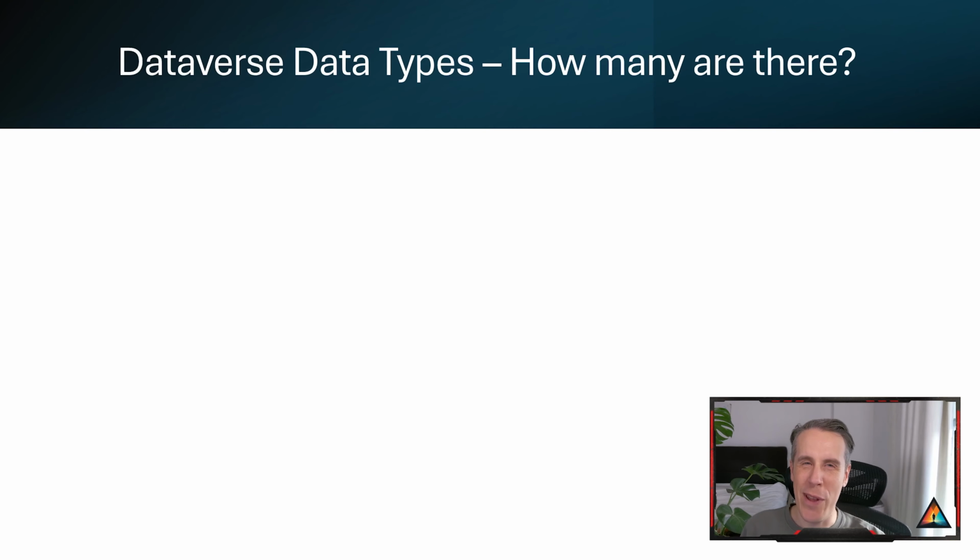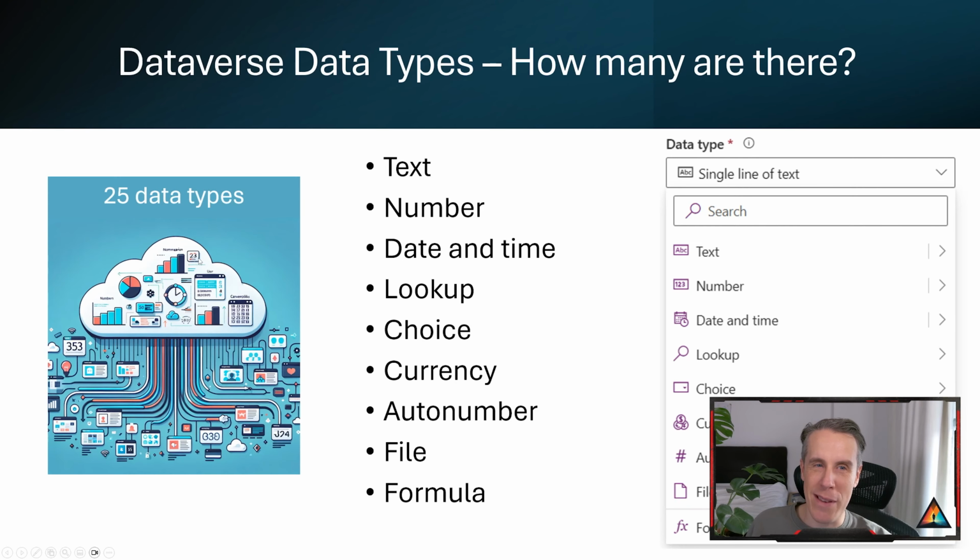So let's dig in. All right, I'm going to start with a question. For those of you out there who are familiar with Dataverse, how many data types are there in Dataverse? I'm giving you a minute to have a go at finding the answer. But I did a little bit of counting myself, and I was able to count 25 different types of data that you can use inside of Dataverse.